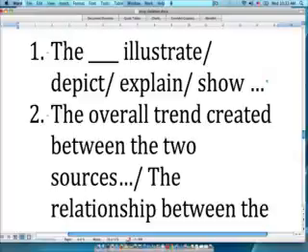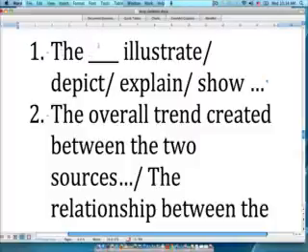Now, in the first sentence, we want to give a very broad background as to what kind of data we are being shown. Is it a graph? Is it a diagram? Is it a chart? Is it a table? What kind of information is being shown to us? And this sentence can be started something like this.